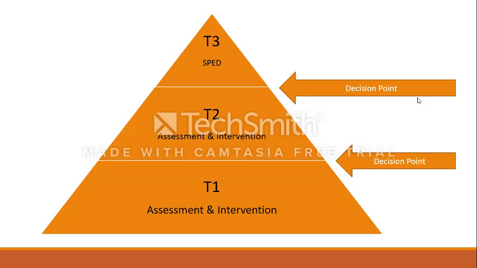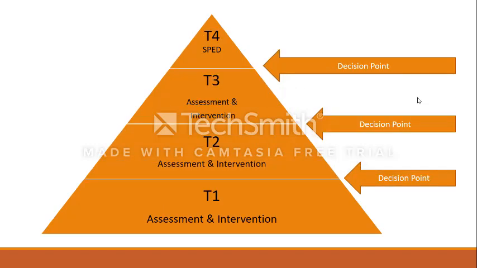I do want to note that there is also a 4-tier model that is available. So I want for you to get a chance to see that. It's kind of similar to the 3-tier model. It's just that tier one is still for just general everybody. Tier two is small group. Tier three is usually more individualized, but still within regular education. And tier four is then special ed.